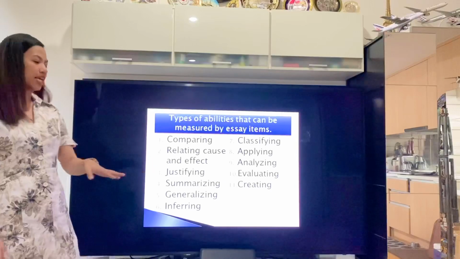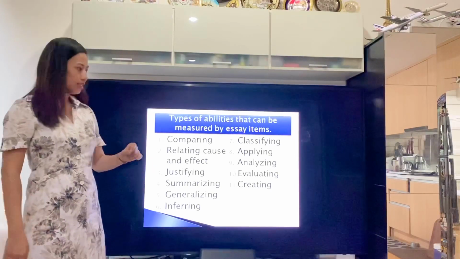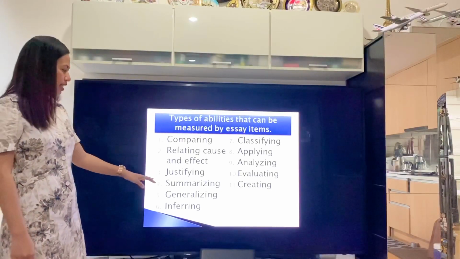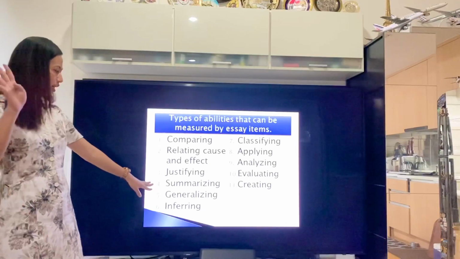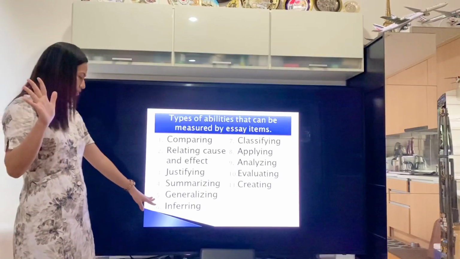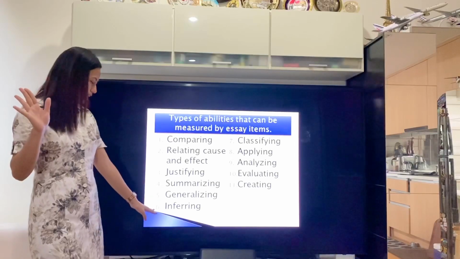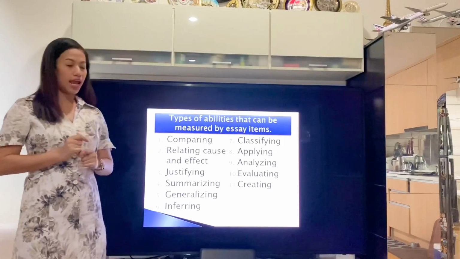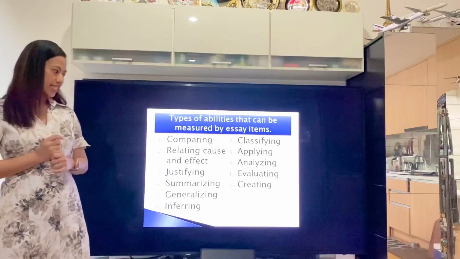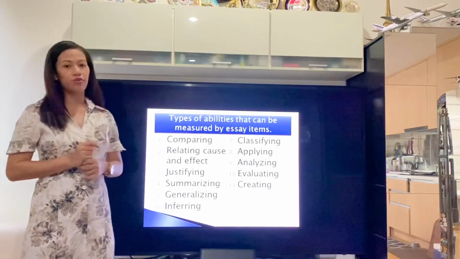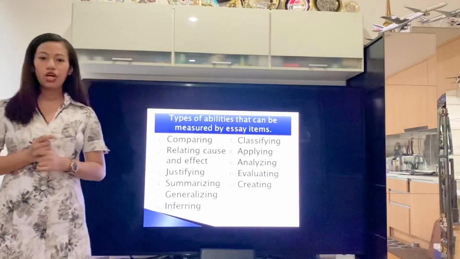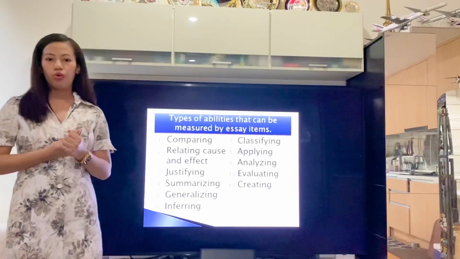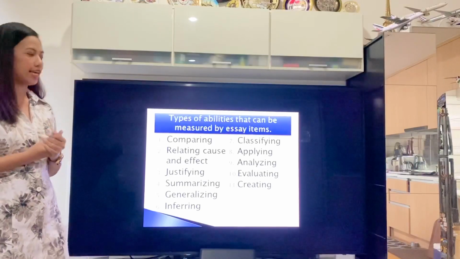So, we have 11 types. The first one is comparing. The second one, relating cause and effect. The third one is justifying. Fourth, summarizing. 5, generalizing. 6, inferring. Number 7, classifying. Number 8, applying. Number 9, analyzing. Number 10, evaluating. And the last one is creating. So this will be the basic on what to attain for your essay. Next.